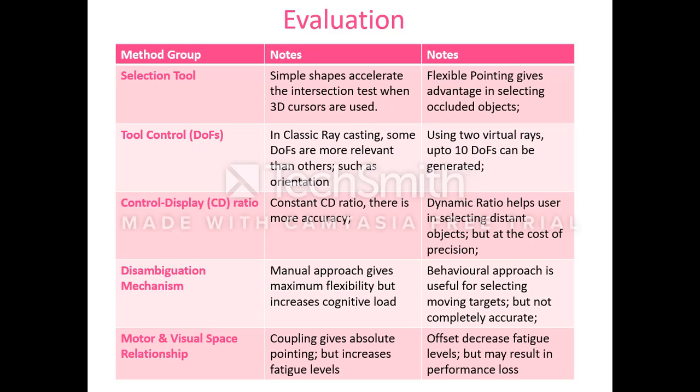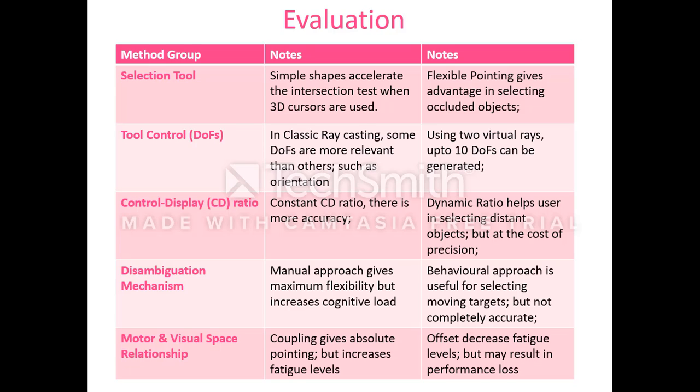Then we have disambiguation mechanisms, and we discussed the manual approach, which gives maximum flexibility, but the cognitive load increases on the user. So the user has to pick out of the given options which object has to be selected. Whereas in the behavioral approach, since the computer is guessing which object is to be selected, it's very useful in selecting moving targets, but it's not completely accurate.